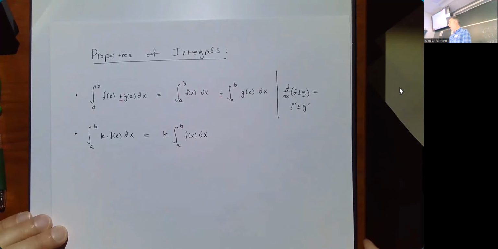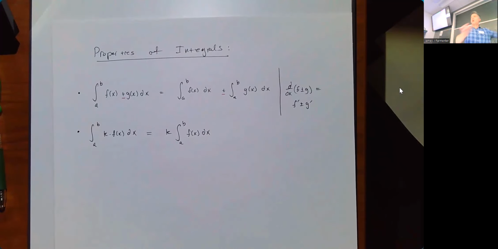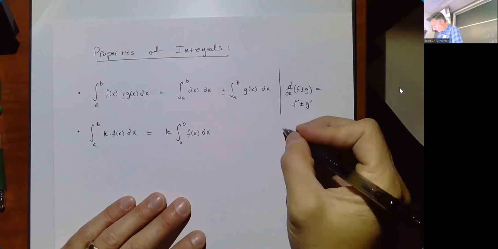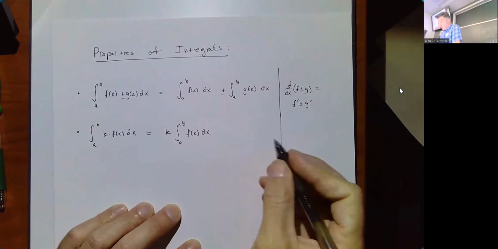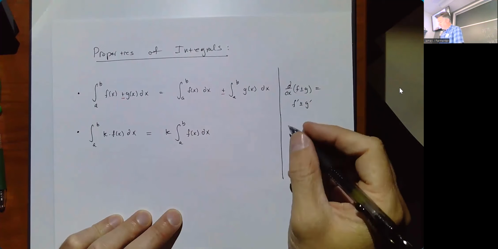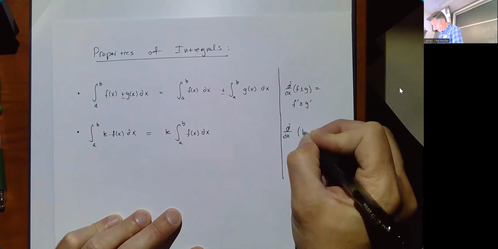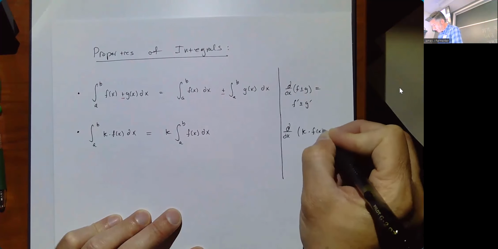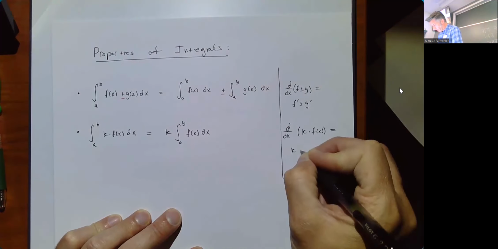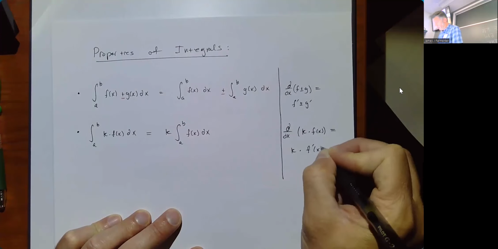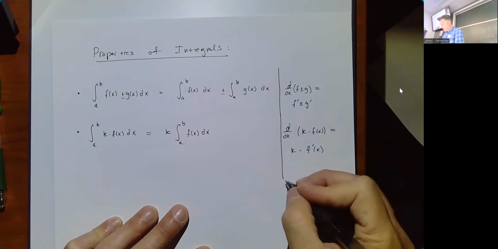That's a property we use a lot. It's almost always the one you go to. If you've got 4 times some gnarly function, just pull the 4 out so you don't have to worry about it until the very end. And to go along with the theme here, we definitely have the similar thing being true for derivatives. The derivative of a constant times a function is just equal to that constant times the derivative of that function. You use this all the time.